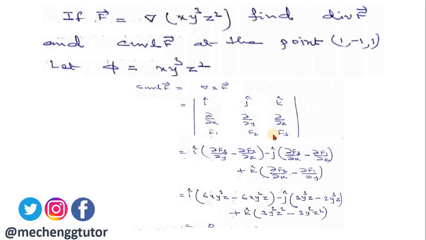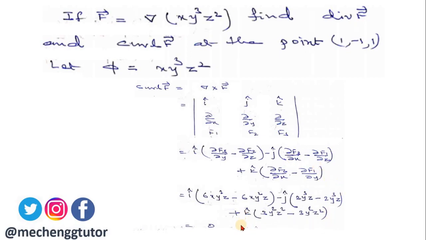i into suppress this row and this column, you get dou f3 upon dou y minus dou f2 upon dou z, minus j into suppress this row and this column. What you get? Dou f3 upon dou x minus dou f1 upon dou z, plus k into suppress this row and this column, dou f2 upon dou x minus dou f1 upon dou y.